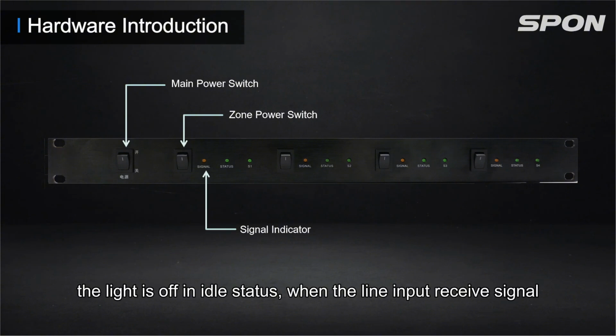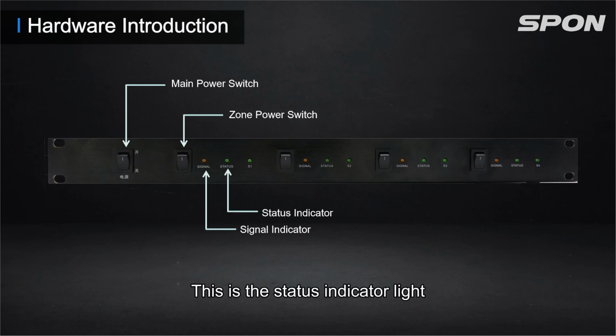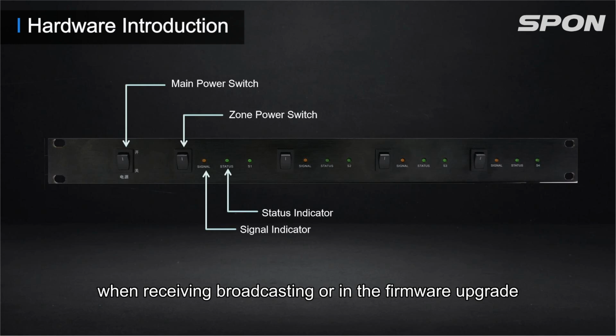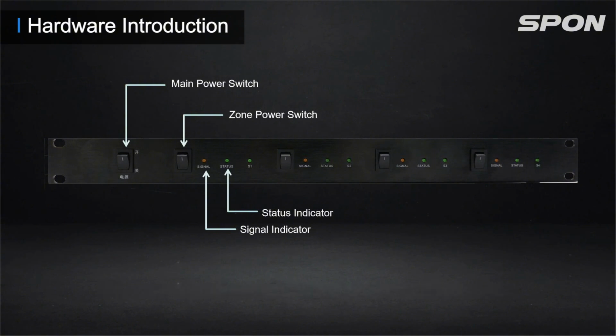The light is often in idle status. When the line input receives signal, the light is on in orange. The brightness will change with the audio loudness. This is the status indicator light. The light is on in green while in online status. When receiving broadcasting or in the firmware upgrade, the green light will quickly flash, and it is off in offline status.